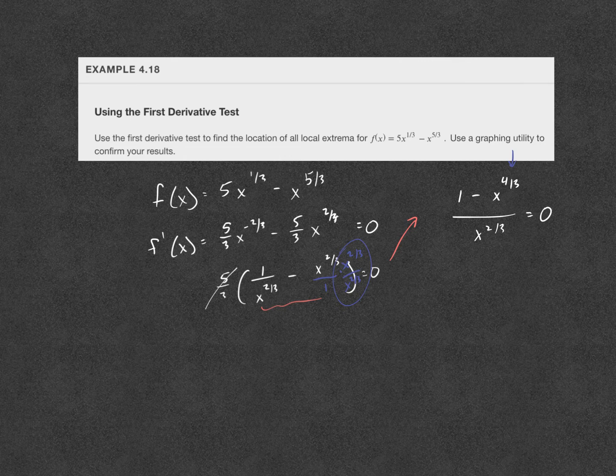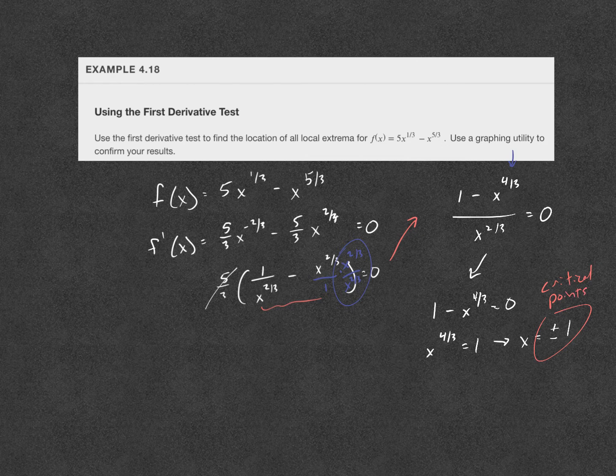All right, and if I'm solving that, well, I have a fraction equal to 0. When is a fraction equal to 0? Well, that would be when just the numerator, 1 minus x to the 4/3, equals 0. Add the x to the 4/3 to both sides, and what you end up with is x is equal to plus or minus 1. Okay, because we have the fourth root there, we could get a positive 1 or a negative 1. But those are critical points, right?